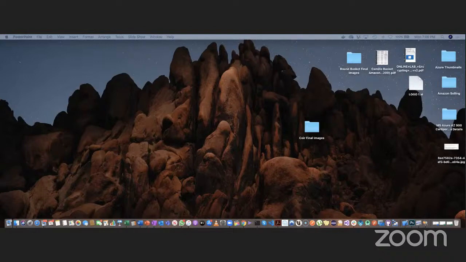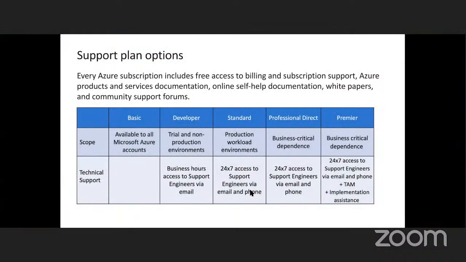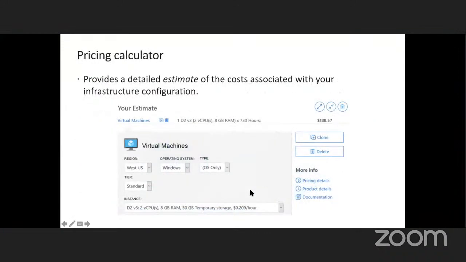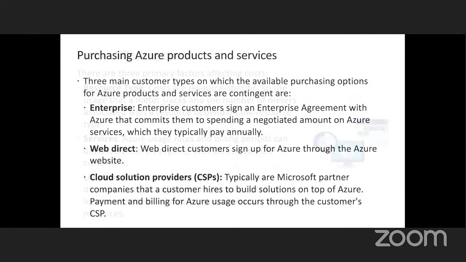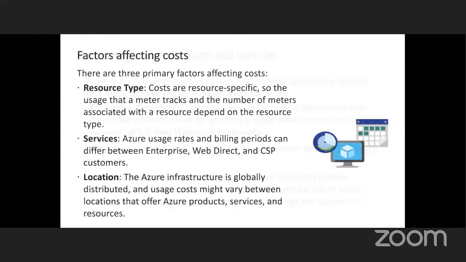All right, let's continue. So what are the factors affecting the cost? So we have the resource type, what kind of resource you are creating. If it is a virtual machine, a storage account, a database, whatever resource you're creating, they have a specific cost, and that's going to affect the overall cost of your account. Okay. And something that you guys have to understand is that costs are resource specific. Okay, they are based on resources.